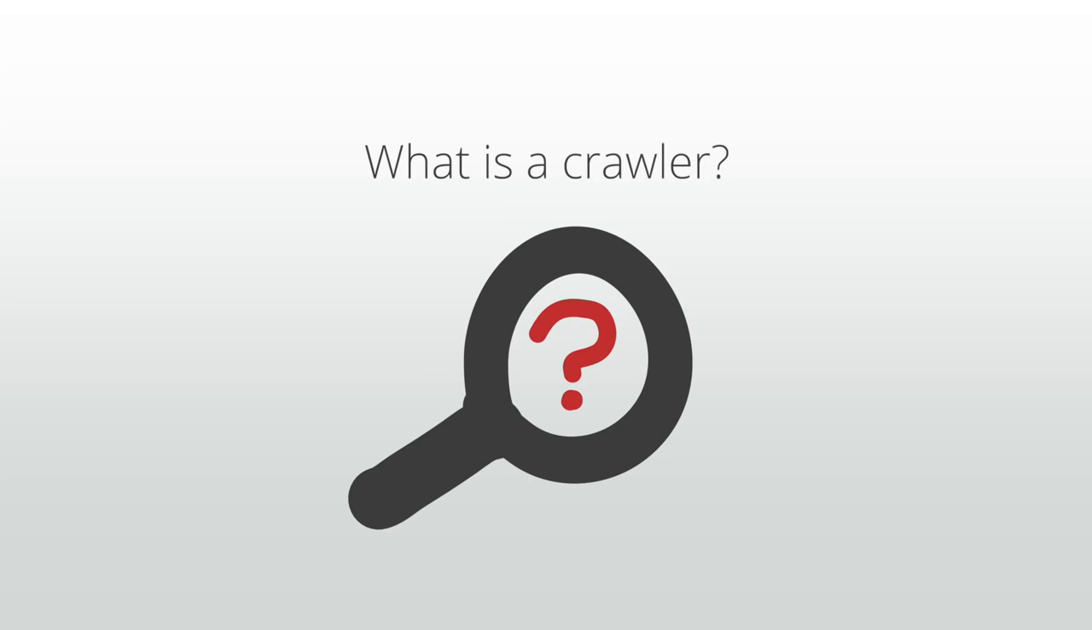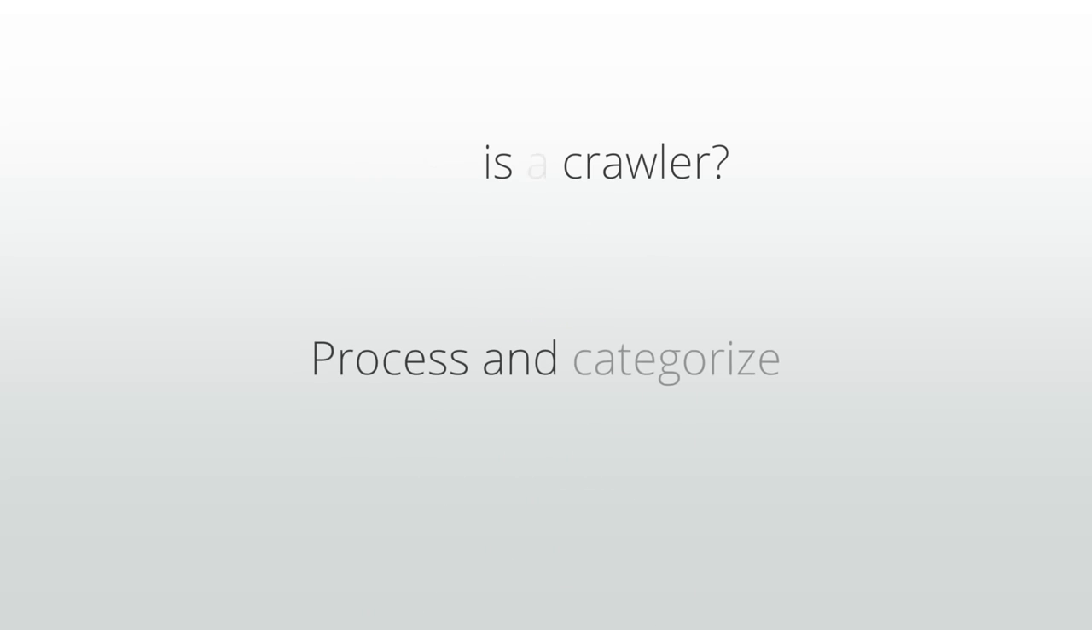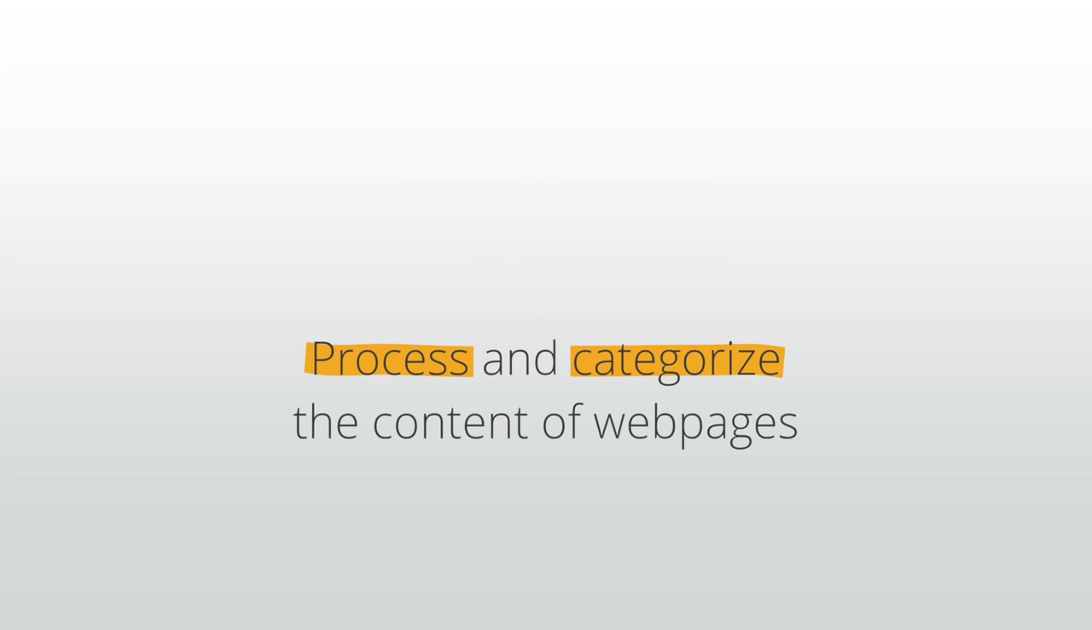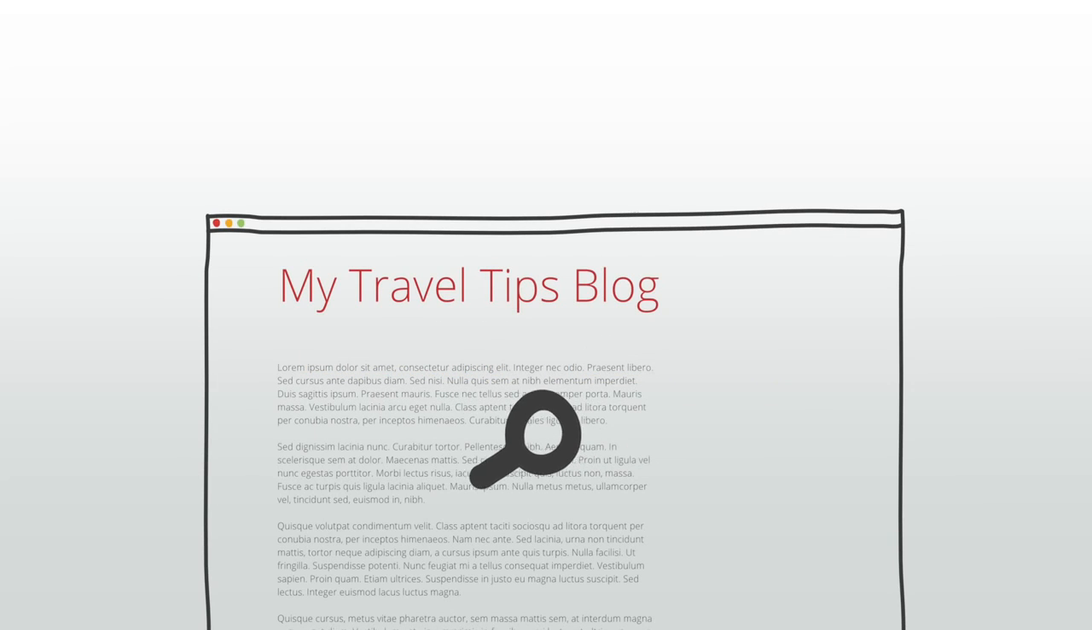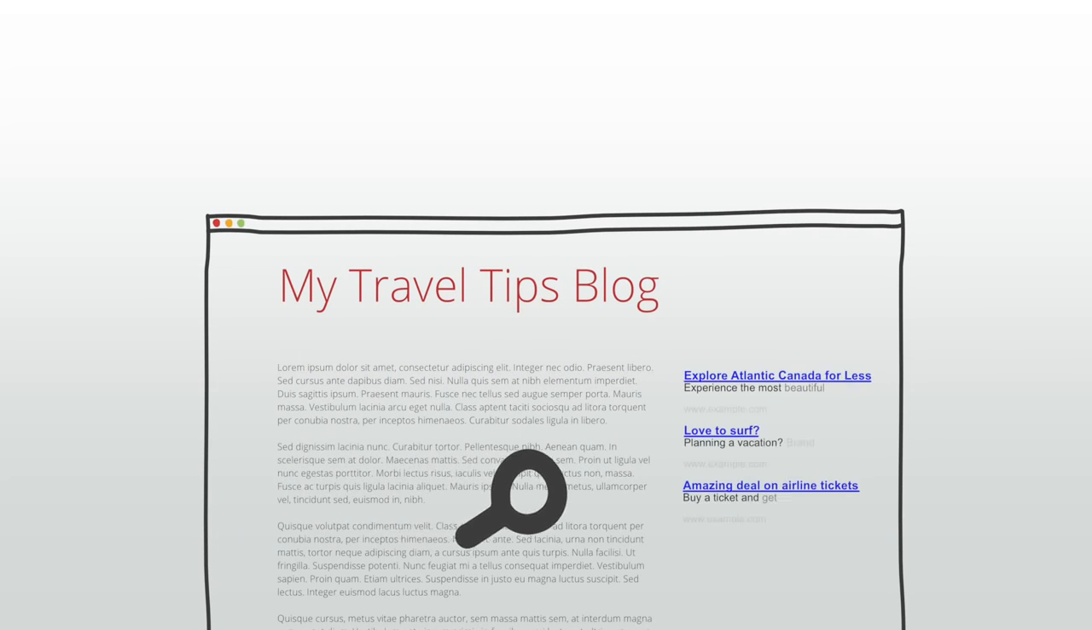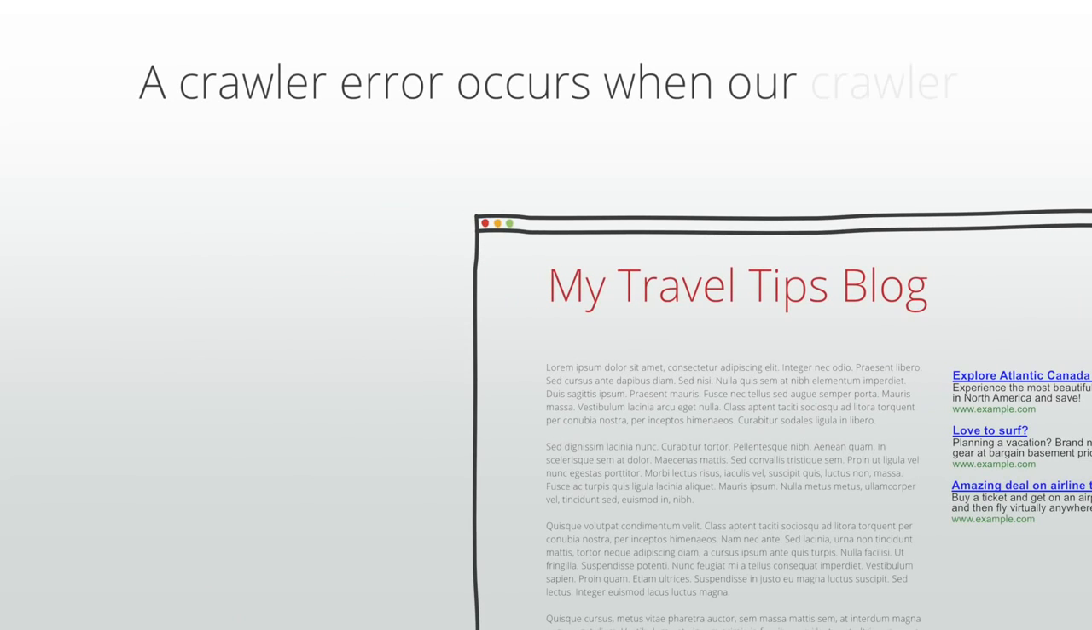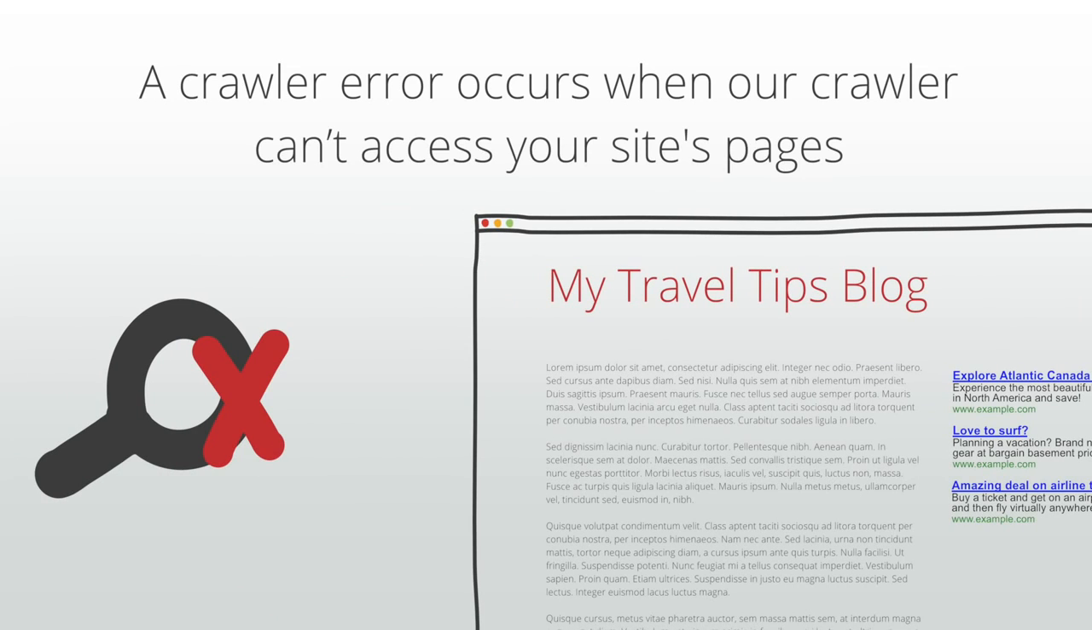First, what is a crawler? A crawler is a software used to process and categorize the content of web pages. Specifically, the AdSense crawler visits your site and scans the content in order to provide relevant ads. A crawler error occurs when our crawler can't access your site's pages.